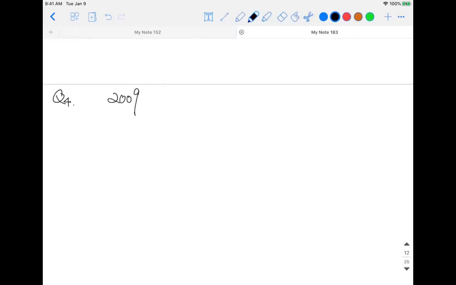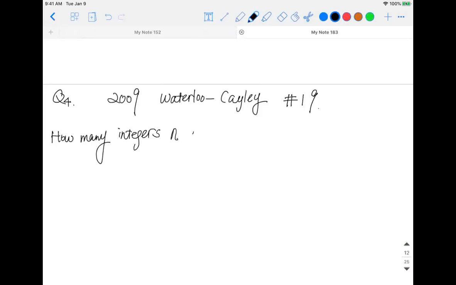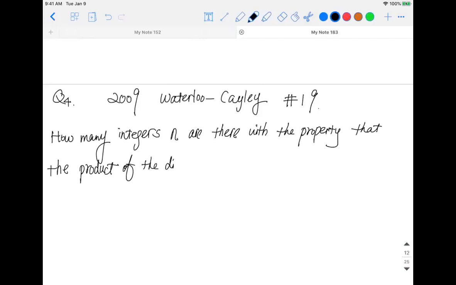We're looking at the 2009 Waterloo Galois, problem number 19. Okay, let's have a look. How many integers n are there with the property that the product of the digits of n is 0, where n is between 5,000 to 6,000.